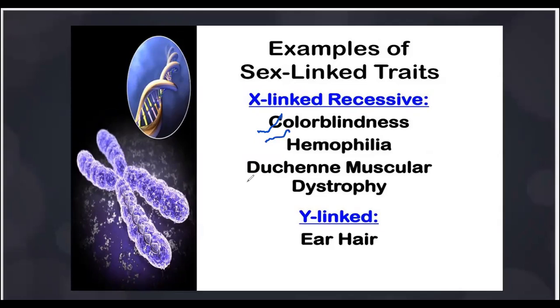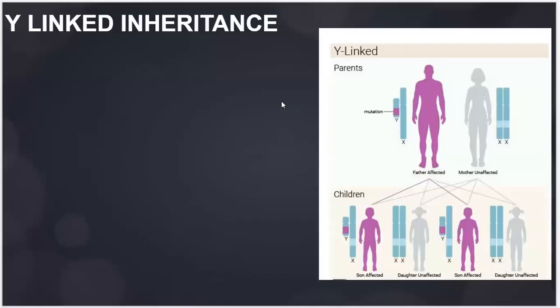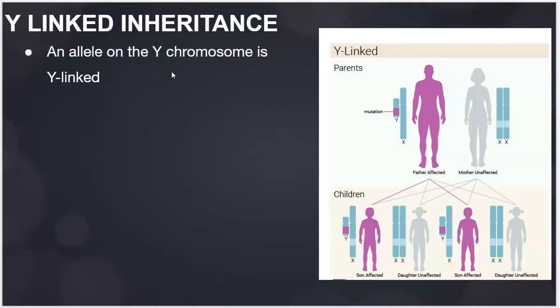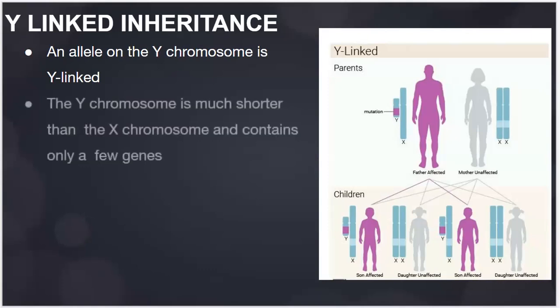Some other examples are Duchenne muscular dystrophy, hairy ear, that is the hair which is present on the ear pinna. Okay, even baldness is another example of sex-linked inheritance. Fine. Then moving to Y-linked inheritance, as we have just discussed, the Y is solely and purely coming from the father. So the genes which are located on the Y chromosome are Y-linked. We will call them Y-linked.